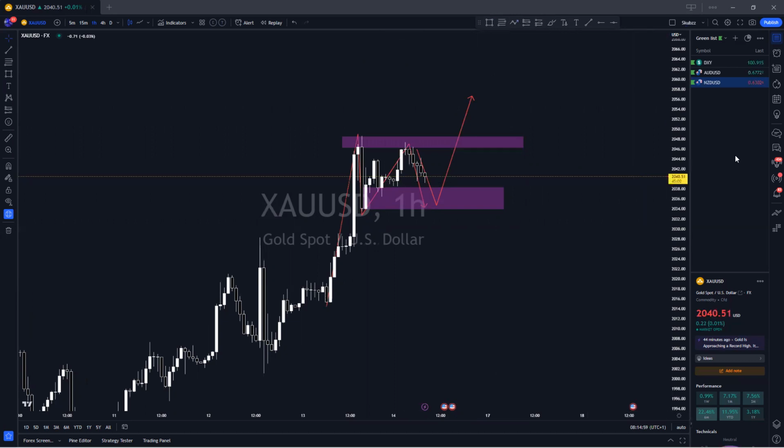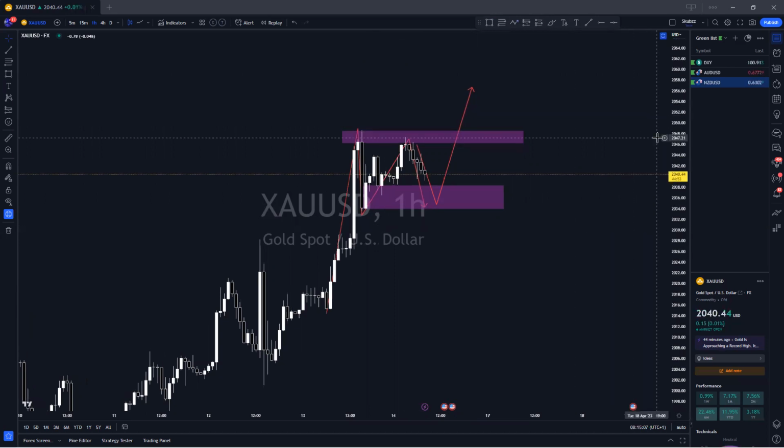Any other thing? GBP USD and gold are just behaving somehow. They're tricky to choose in this period.